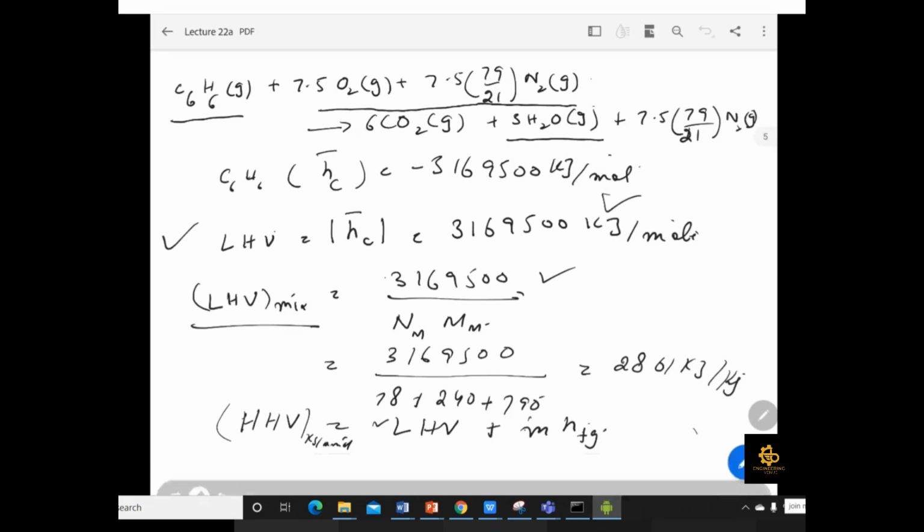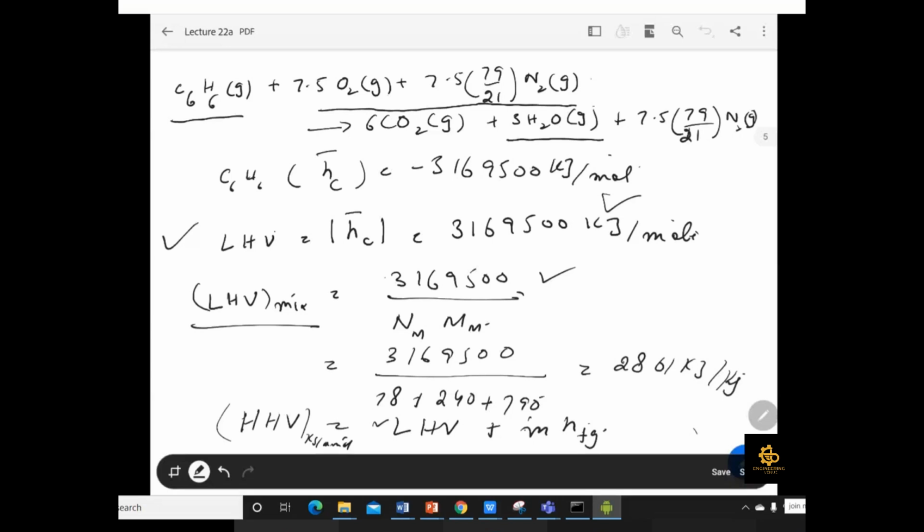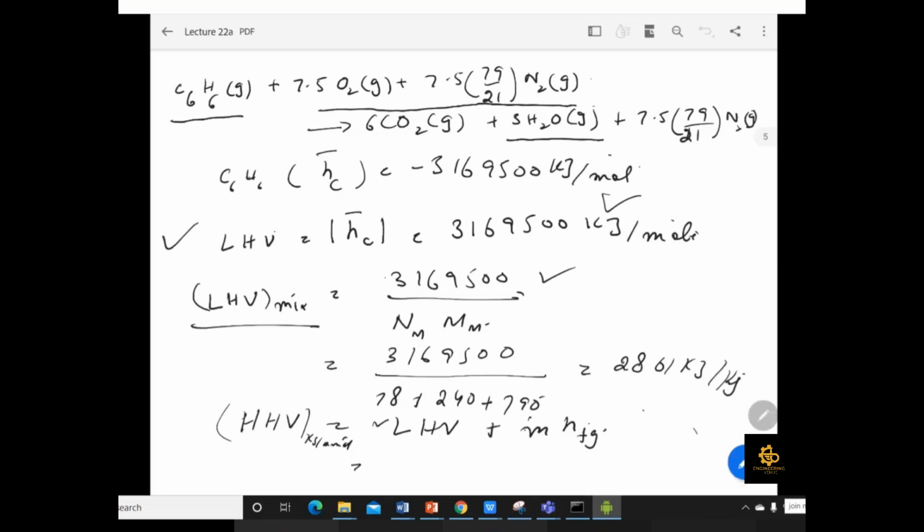So the lower heating value comes from this point, 3169500. For the mass of water vapor, you have to multiply 3 by the molar mass of H2O, so 3 into 18, which is 54. And hfg you can look up in the thermodynamic table, the same table we used in the steam power plant section. So hfg at 25 degrees Celsius is 2442 kilojoule per kg. Now you just have to plug in all the values.